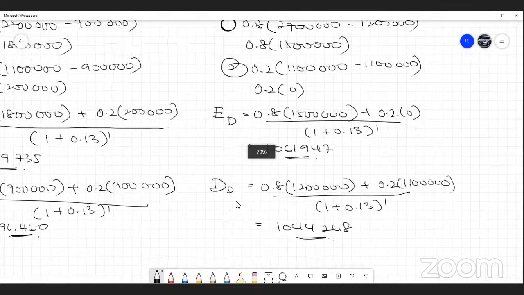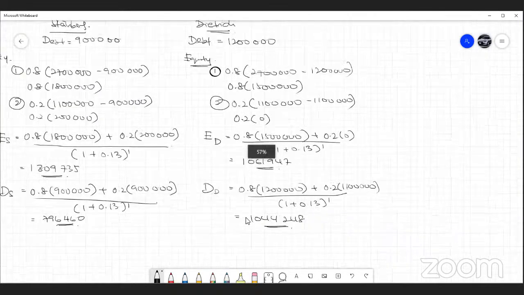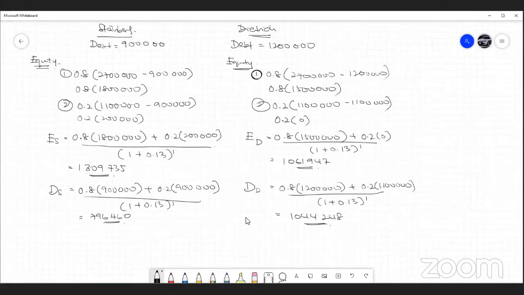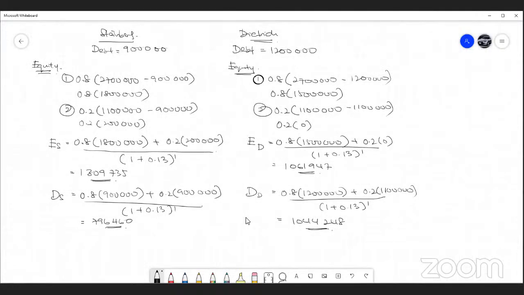So this is basically what you need to find out for these two companies: you need to find the equity, you need to find the debt. You got it. This is part A. The problem comes in part B now, the second part of the question. Steinberg's CEO recently stated that the company's value should be higher than Dietrich's because the firm has less debt and therefore less bankruptcy risk. He is saying that we have only 900,000 debt, so the chance of bankruptcy is lower. Do you agree or disagree with this statement?